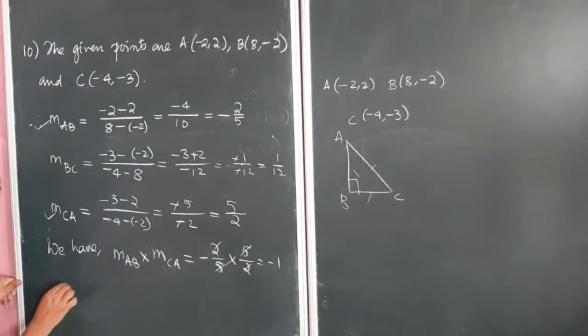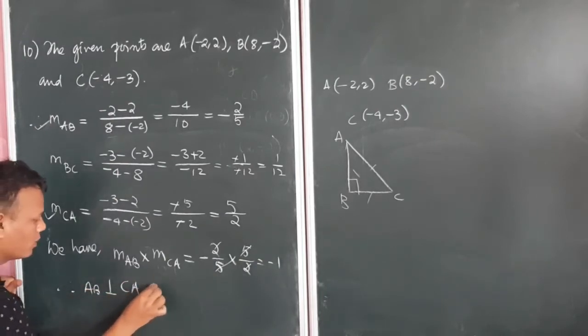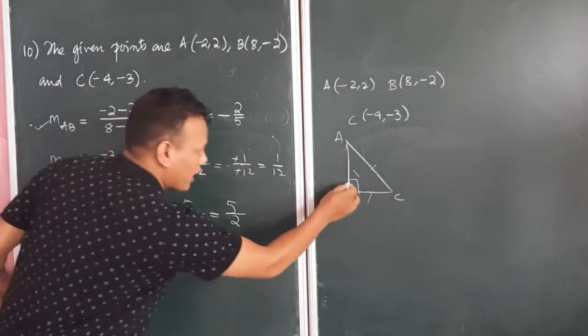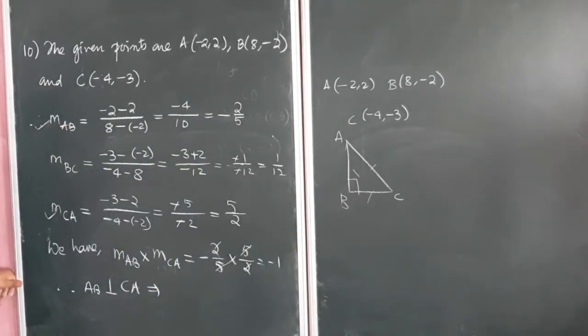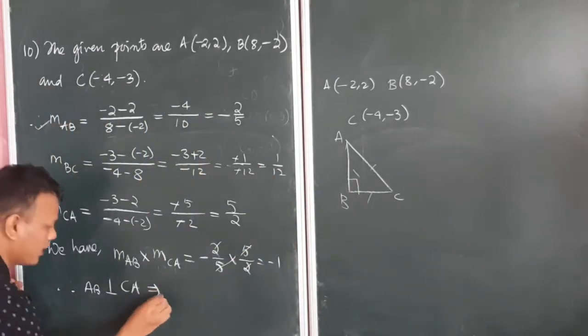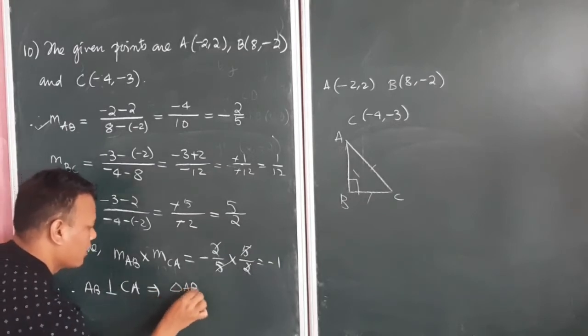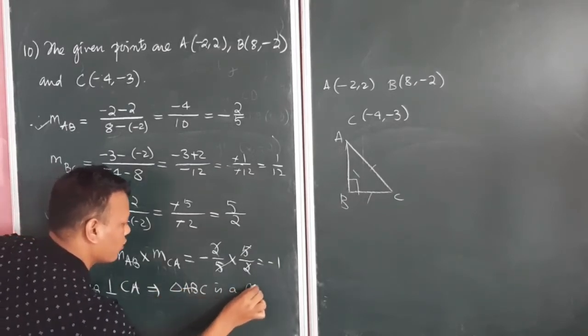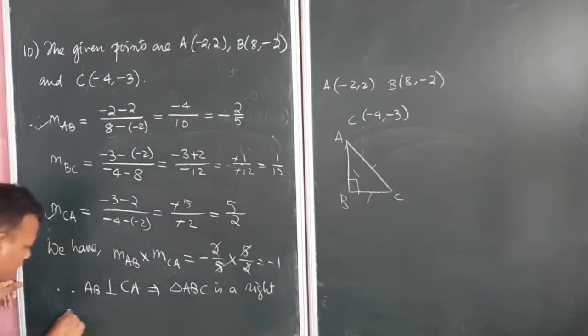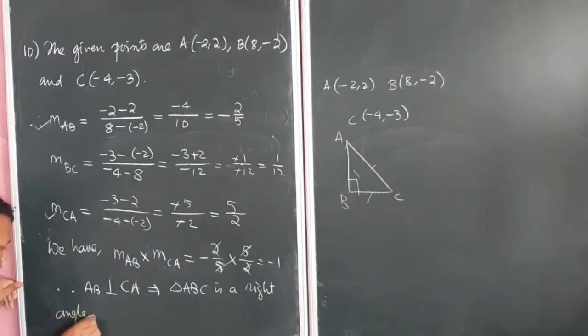Okay, so therefore AB is perpendicular to CA, which means one of the angles is 90 degrees here, right? Okay, which means that triangle ABC is a right angled triangle. Alright, so you may pause the video to note down.